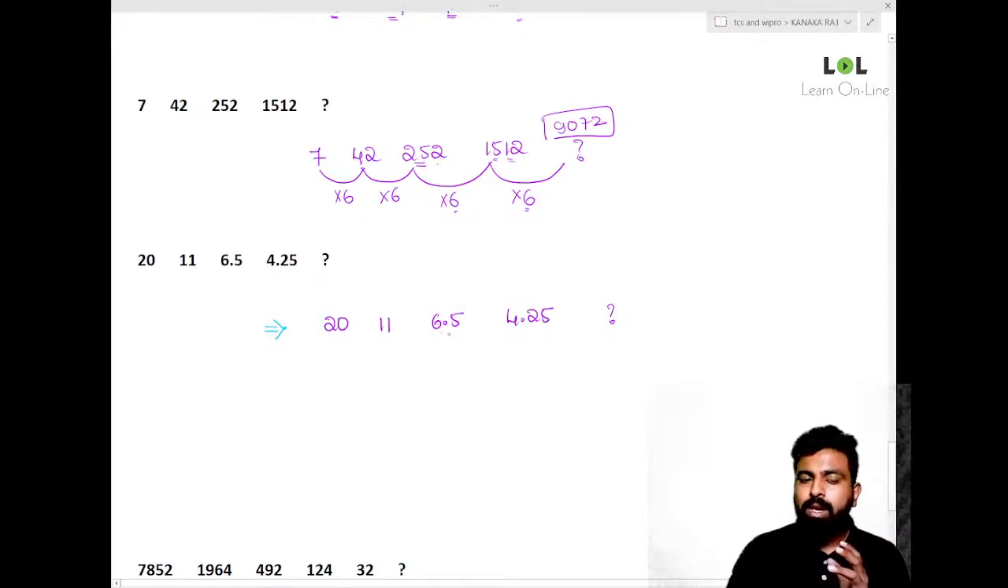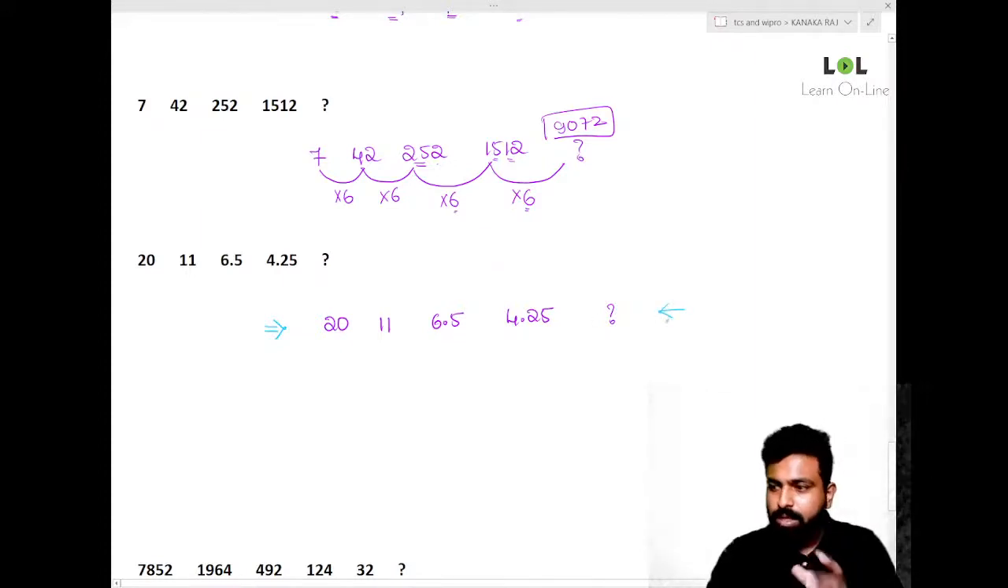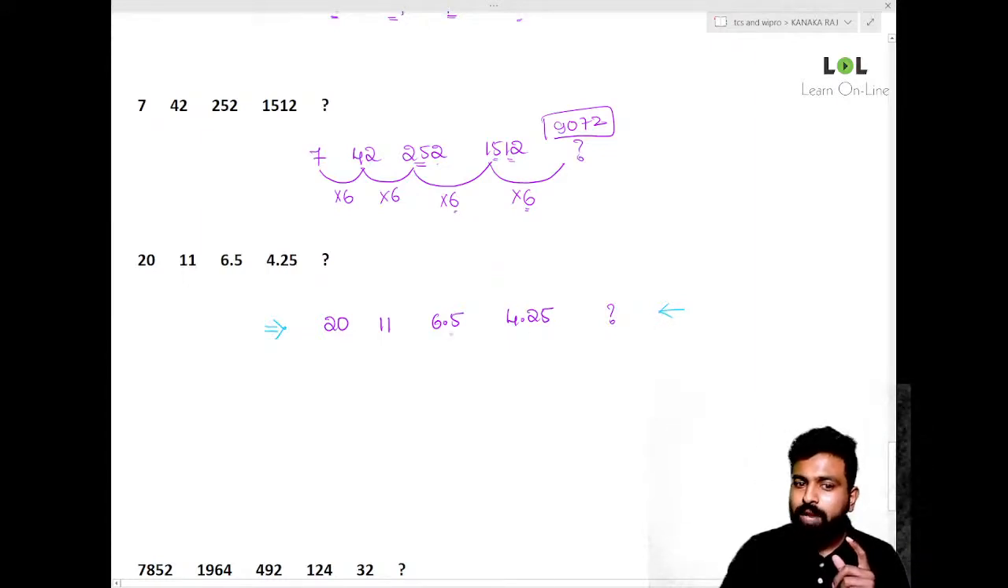Generally, when people look at the series, they might think that this is a different series. But then, is it a different series? Whenever you have a decimal point, in the majority of cases, it will be because of division or multiplication of a fraction.